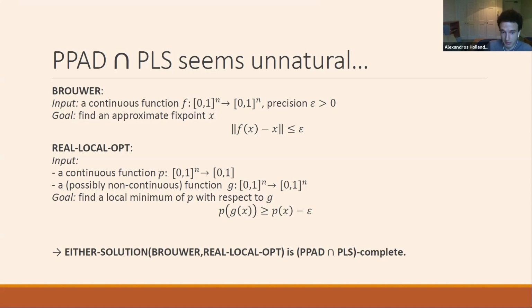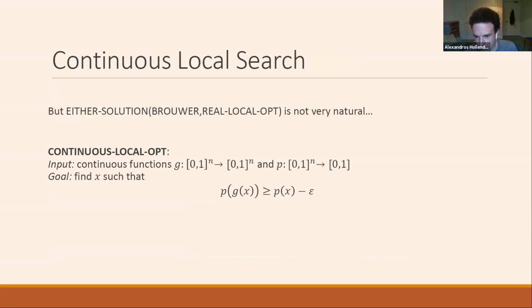Now, of course, this problem is weird because I've just taken two unrelated problems and glued them together in an artificial way. And the problem that you get at the end doesn't look like anything natural. And so what Daskalakis and Papadimitriou said is, looking at these two problems, there's a much more natural way to merge them into a single problem. And that is to do the following: define continuous local opt. If you stare at this, it's actually the same as real local opt. The only difference is that I also require the function G to be continuous now. So again, I'm just trying to minimize the potential P with the help of this function G, but now this function G is also continuous.